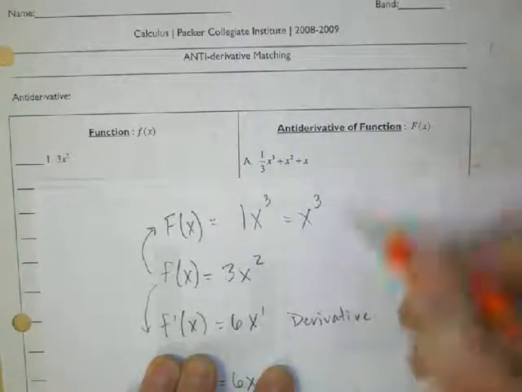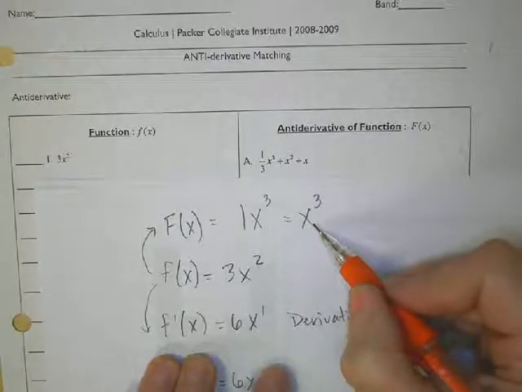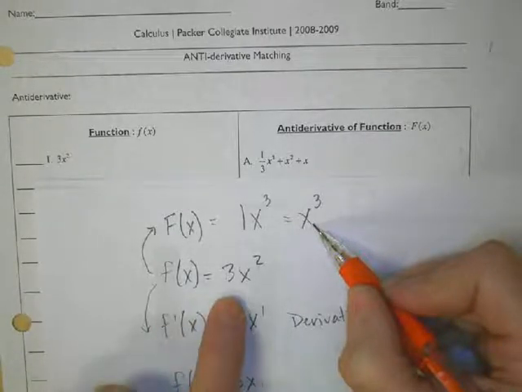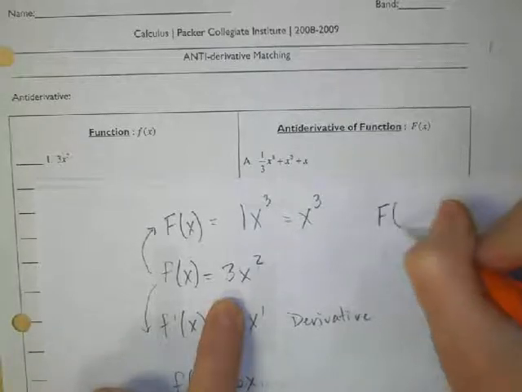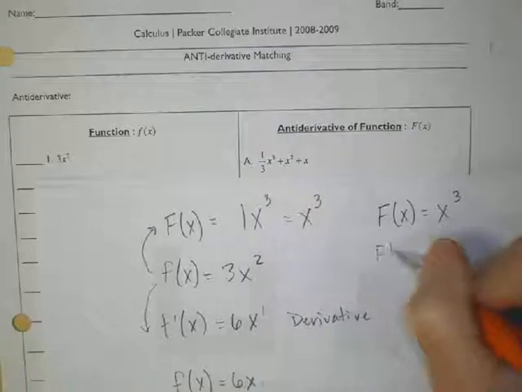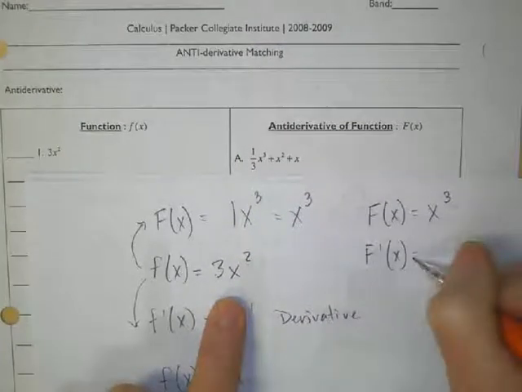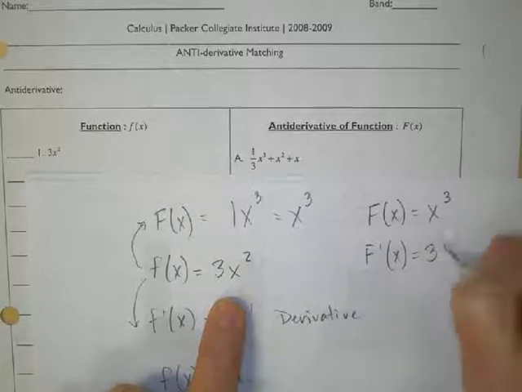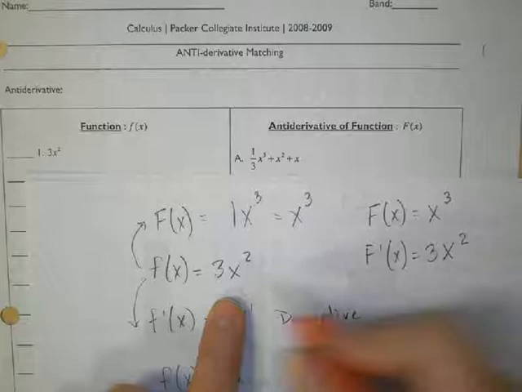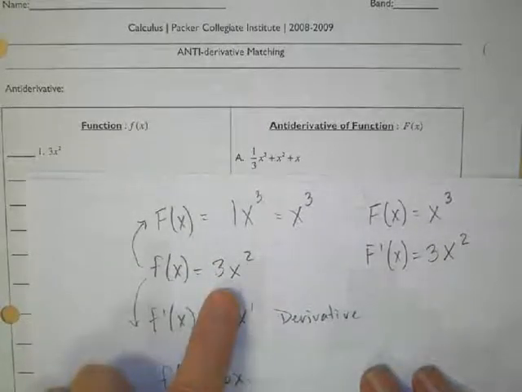Now I can test this and make sure this really is the antiderivative of 3x squared by taking its derivative. If I take this F of x and take its derivative, I should get 3x squared. So let's see if it works. Bring my 3 down front, and minus 1 from my 3 gives me 2. So it matches. The antiderivative of 3x squared would just be x cubed.